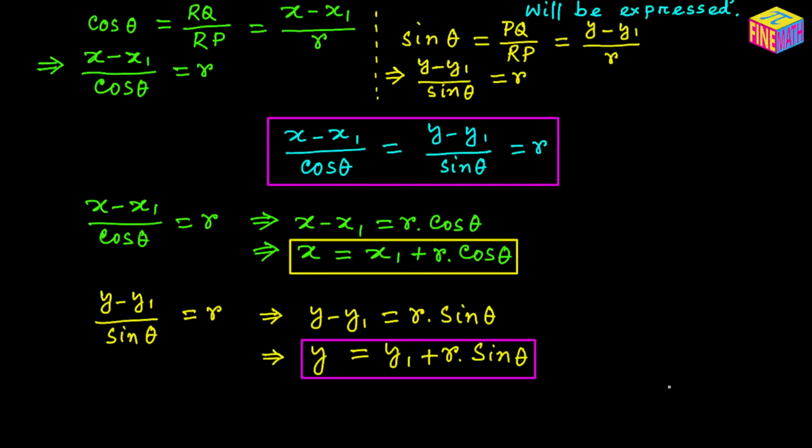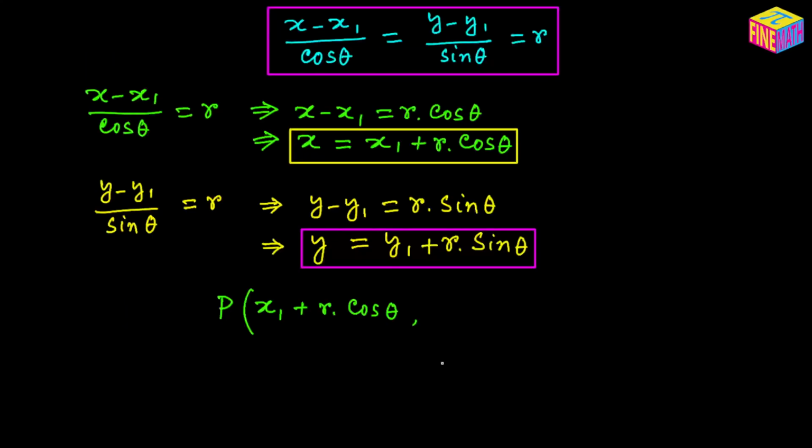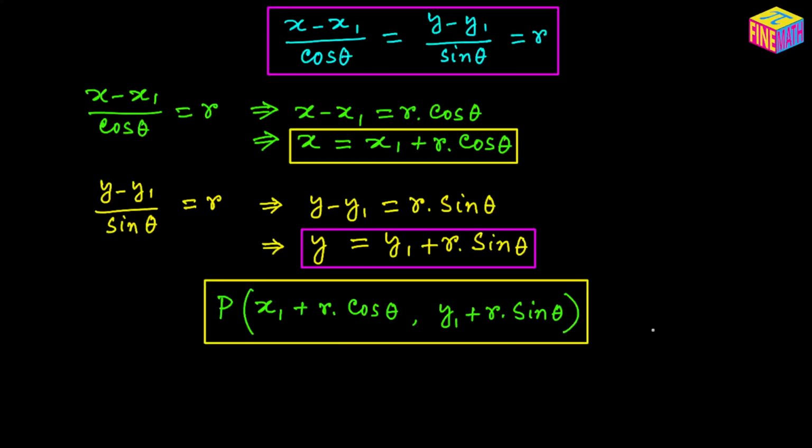So can we then say that the coordinates of point P are like this? That is the x coordinate, and the y coordinate would be y sub 1 plus r times sine of theta. And because we are able to express the coordinates of the moving point P in terms of theta and r, r is actually called the parameter. It is a variable in terms of which the coordinates of the moving point P can be expressed, right? So that is why r is called the parameter.